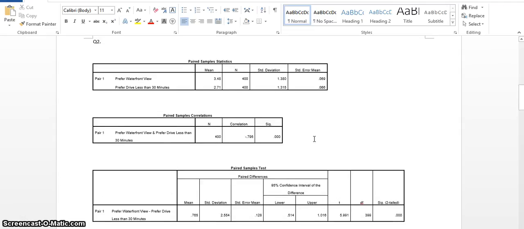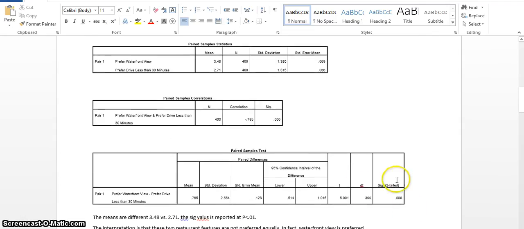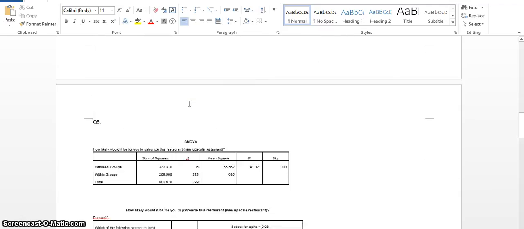For the second question, same thing. You always have to report the sig value, the significance. The significance is 0.00, that means it's very significant. You would just say that it's significant at 0.01. The p-value is significant, it is less than 0.01. After you look at this, then you talk about the mean. So you say, looking at the mean, it can tell us that waterfront view is preferred over the drive less than 30 minutes. So there is a difference between the two groups' preferences.